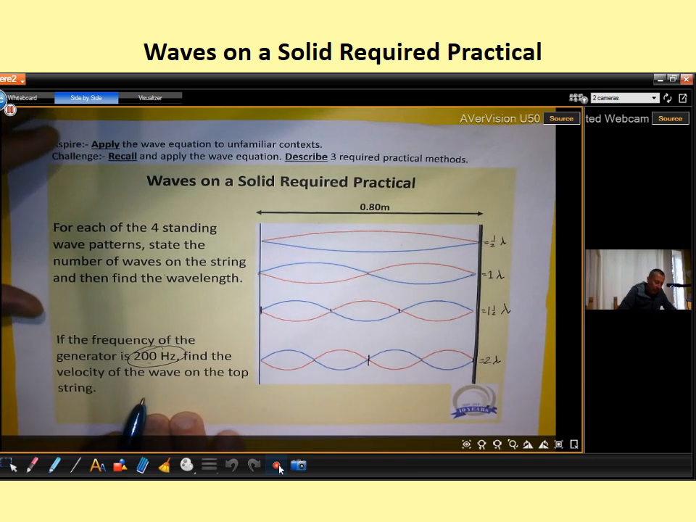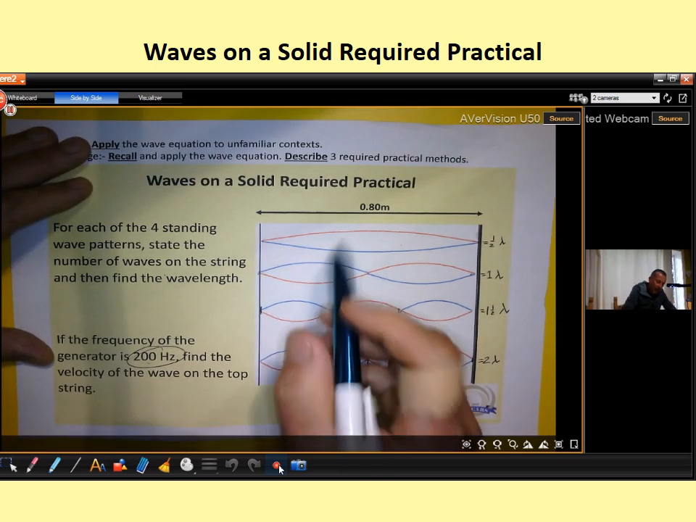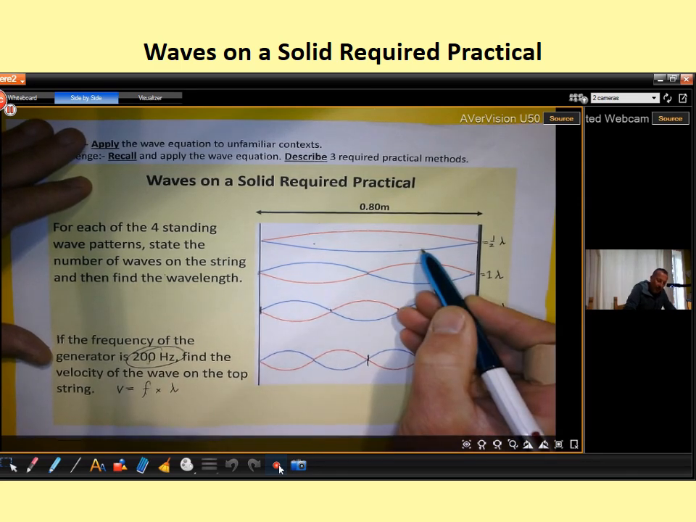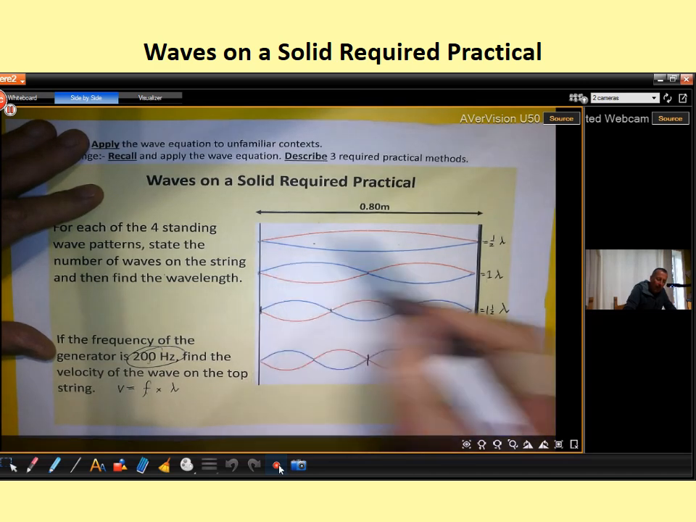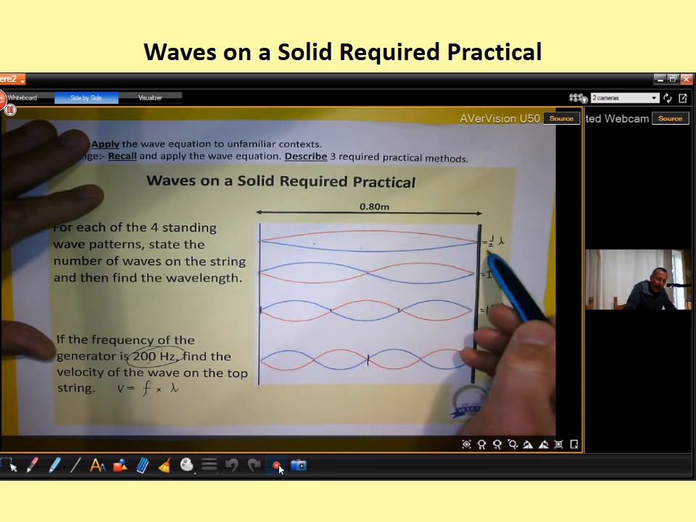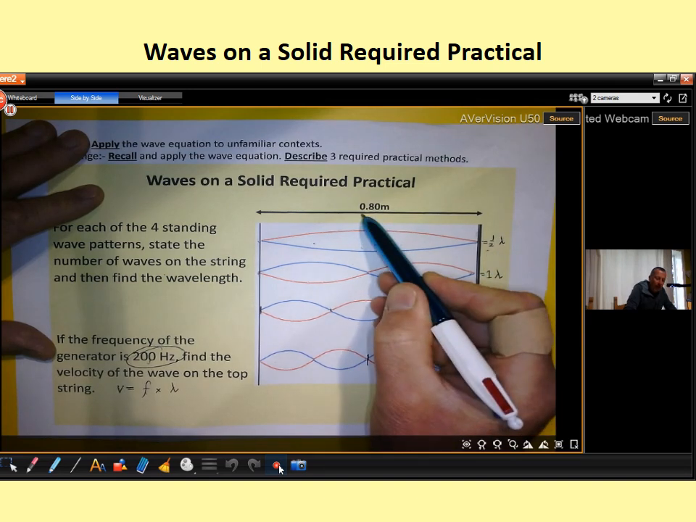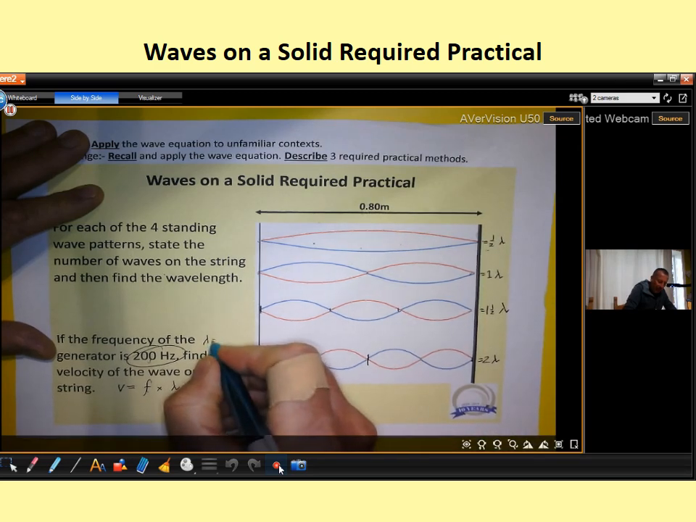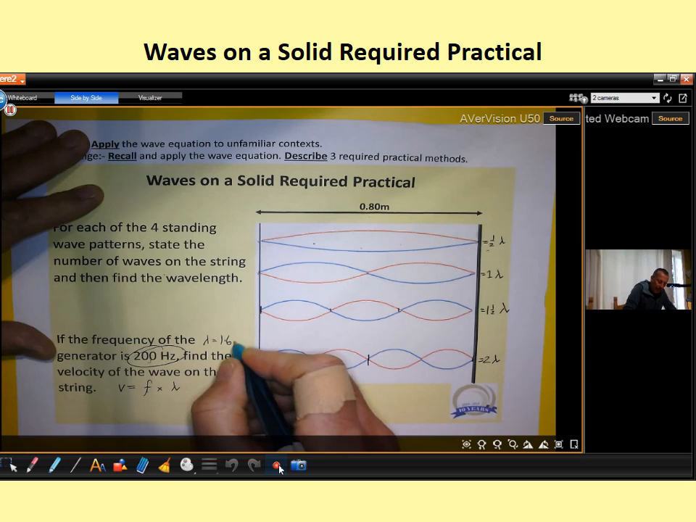Find the velocity of the wave at the top of the string, so the top one. The equation we're going to be using is the wave equation. Velocity equals frequency times wavelength. We know the frequency is 200, so we just need to get the wavelength from here. We know that the total length of the string is 0.8. So if 0.8 is half a wavelength, one wavelength would be double that. So 2 times 0.8 is 1.6. So we've got a wavelength, 1.6 meters.